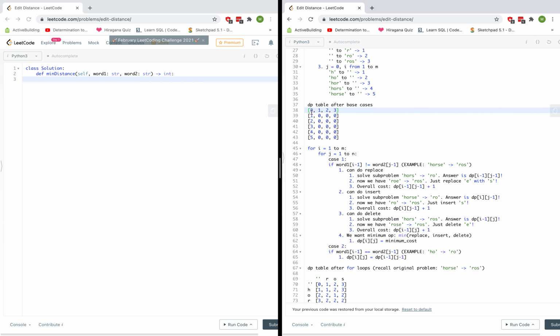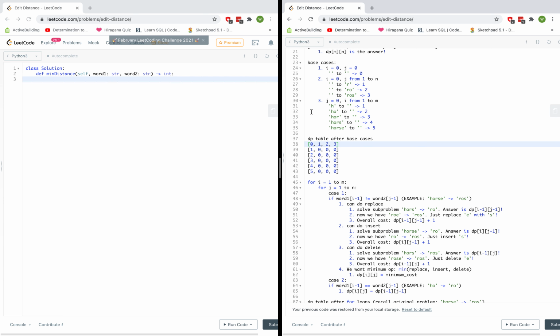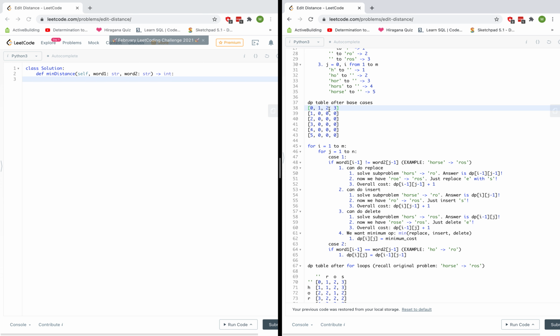Excuse me, let me say that again. So after we've solved all these base cases, we know that the first row and the first column have been completely solved. We don't have to worry about them anymore. We now have to go through this DP table and start filling in cells that haven't been filled in until we get to the bottom right corner, which is our goal, our destination.